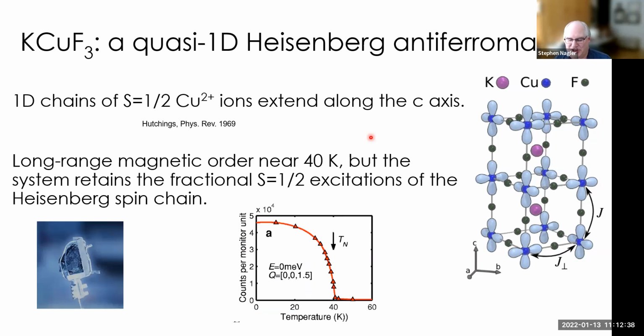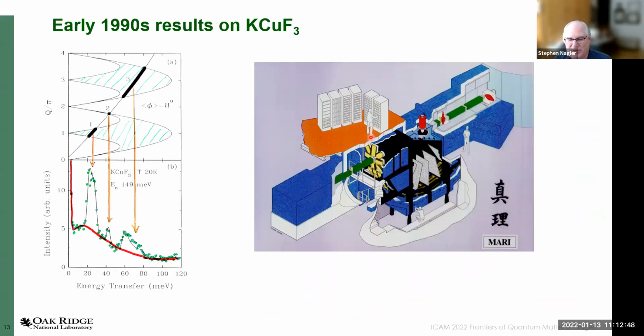But as we'll see, it retains a lot of the features of the underlying Heisenberg spin chain, including the spin 1/2 or spinon fractional excitations. So this is also a little bit of a trip on how much our equipment has advanced in the past 30 years. We looked at this material in the early 1990s at ISIS using the chopper spectrometer known as MARI.